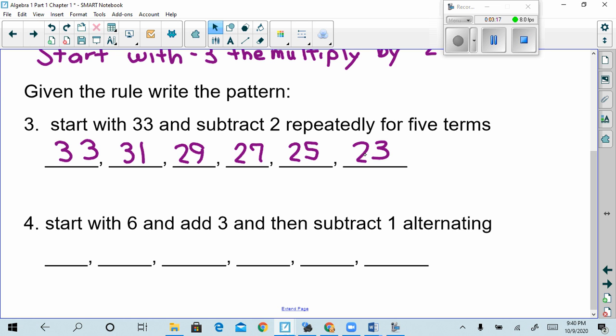Okay. Next one, start with 6, and then add 3, and then subtract 1 alternating. Add 3, and then subtract 1. Add 3, subtract 1, add 3. And that's all we really covered with patterns.